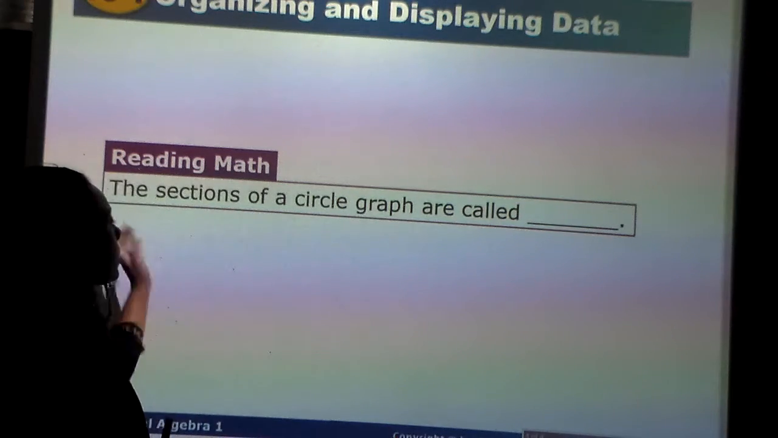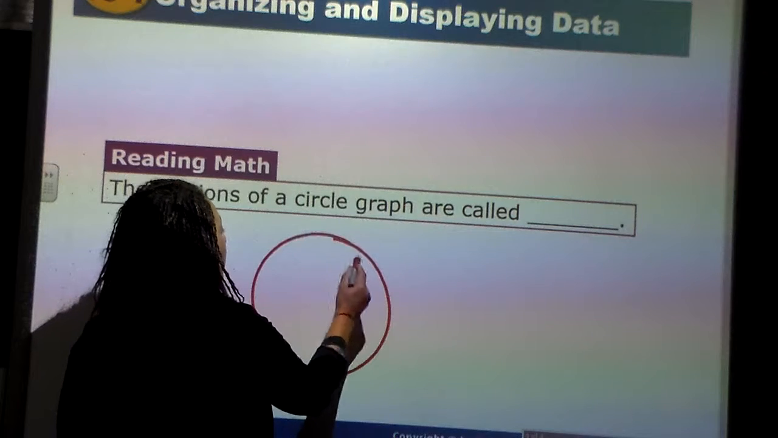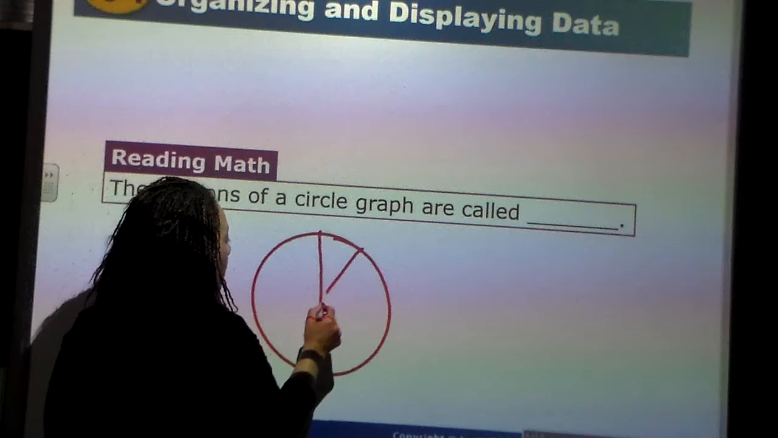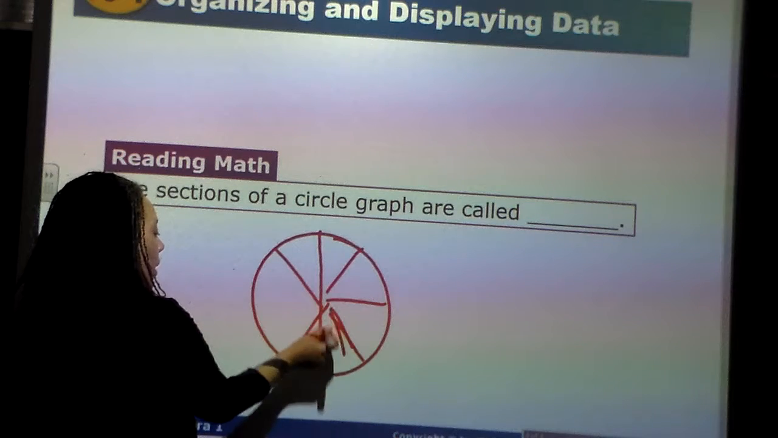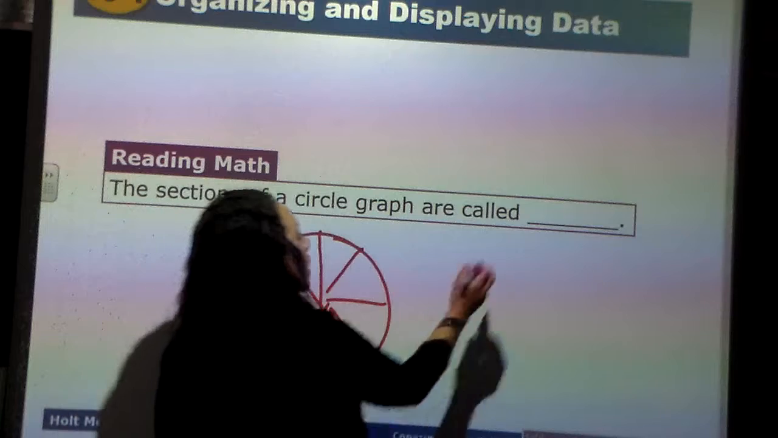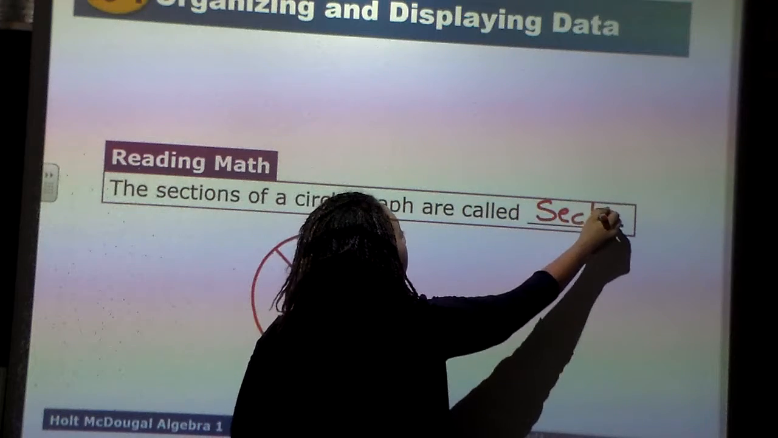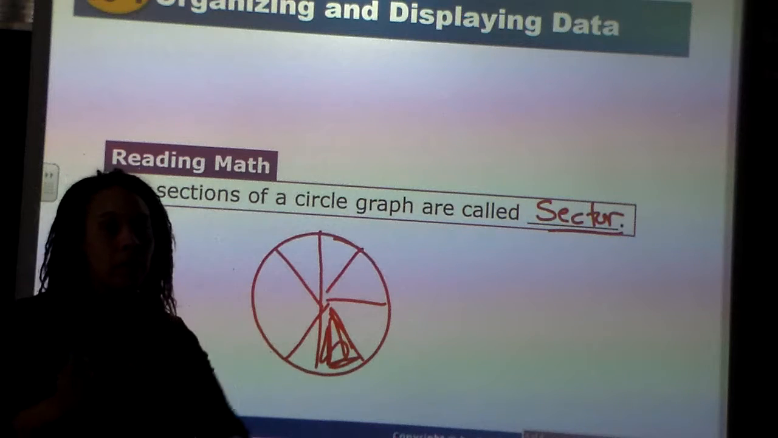Okay? And your very last slide here, very simple. You might know this already. The sections of a circle graph are called. This was mentioned earlier on slide 1. So each one of these sections, I'm going to make like this. A section like this is called a sector. So it's not a section, it's a sector. That's important vocabulary to know with circles, and that will be on your final exam.